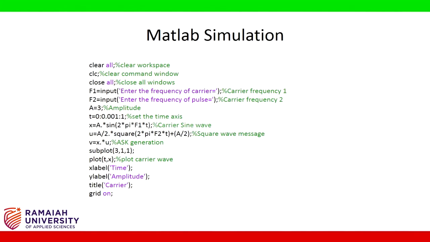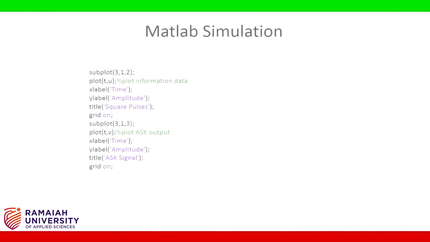The generated carrier sinusoid is now multiplied with the pulse data. This step would ideally create an ASK signal. The carrier signal is now plotted using the plot command and labeled accordingly. The input pulse data is plotted using the plot command and labeled accordingly. Finally, the ASK data is plotted and labeled accordingly.